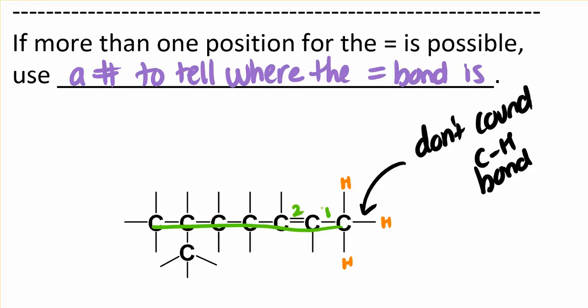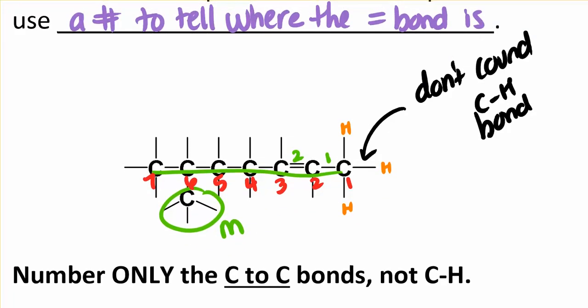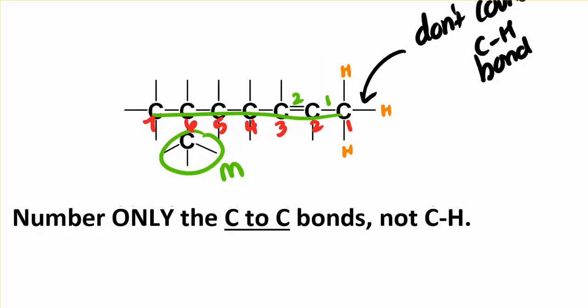It's bond 2 that's double. That means I will also number from this end for my carbons. So that sets up my numbering for everything, including telling where this methyl is. So here, this is a methyl branch. And there's my little note about the numbering.